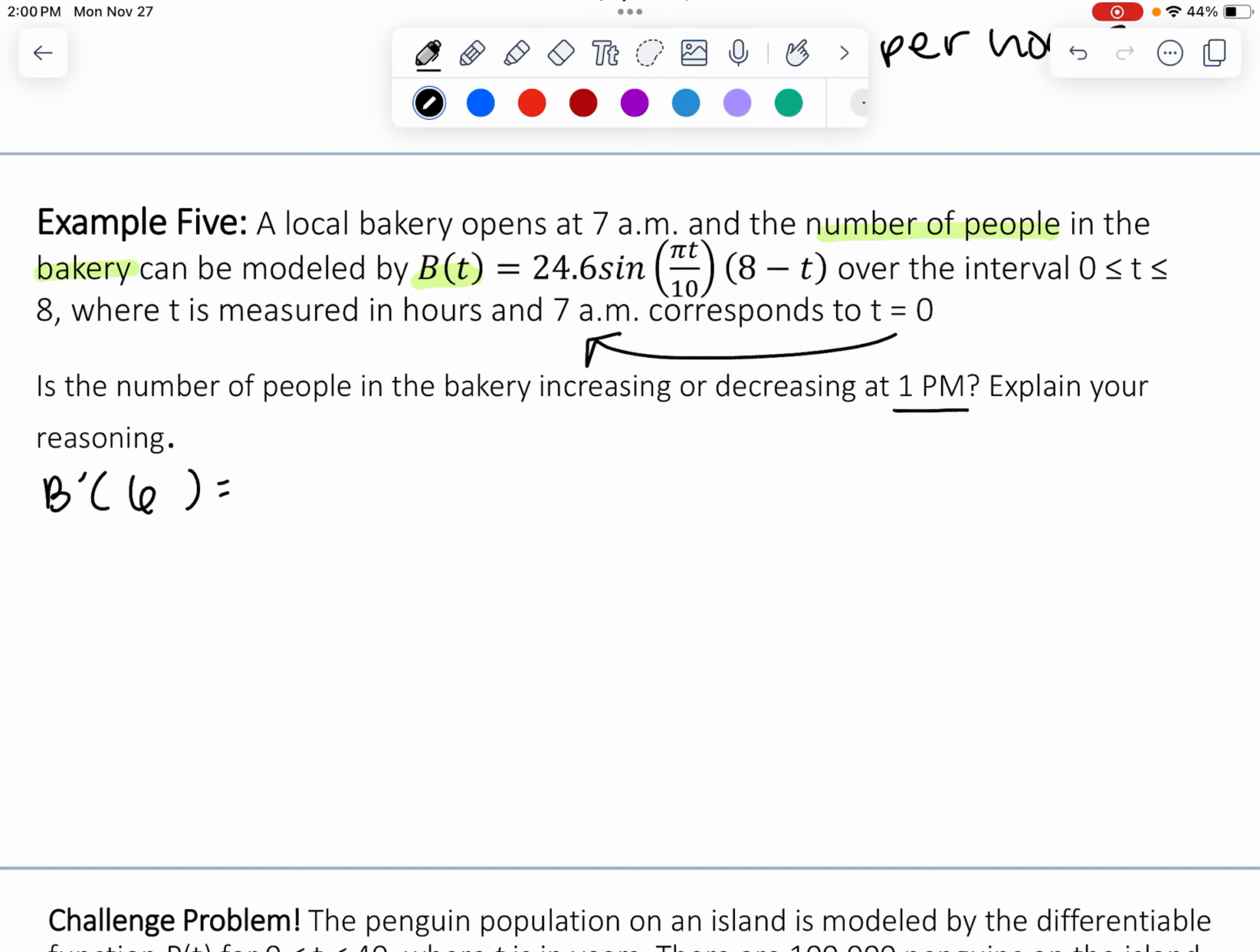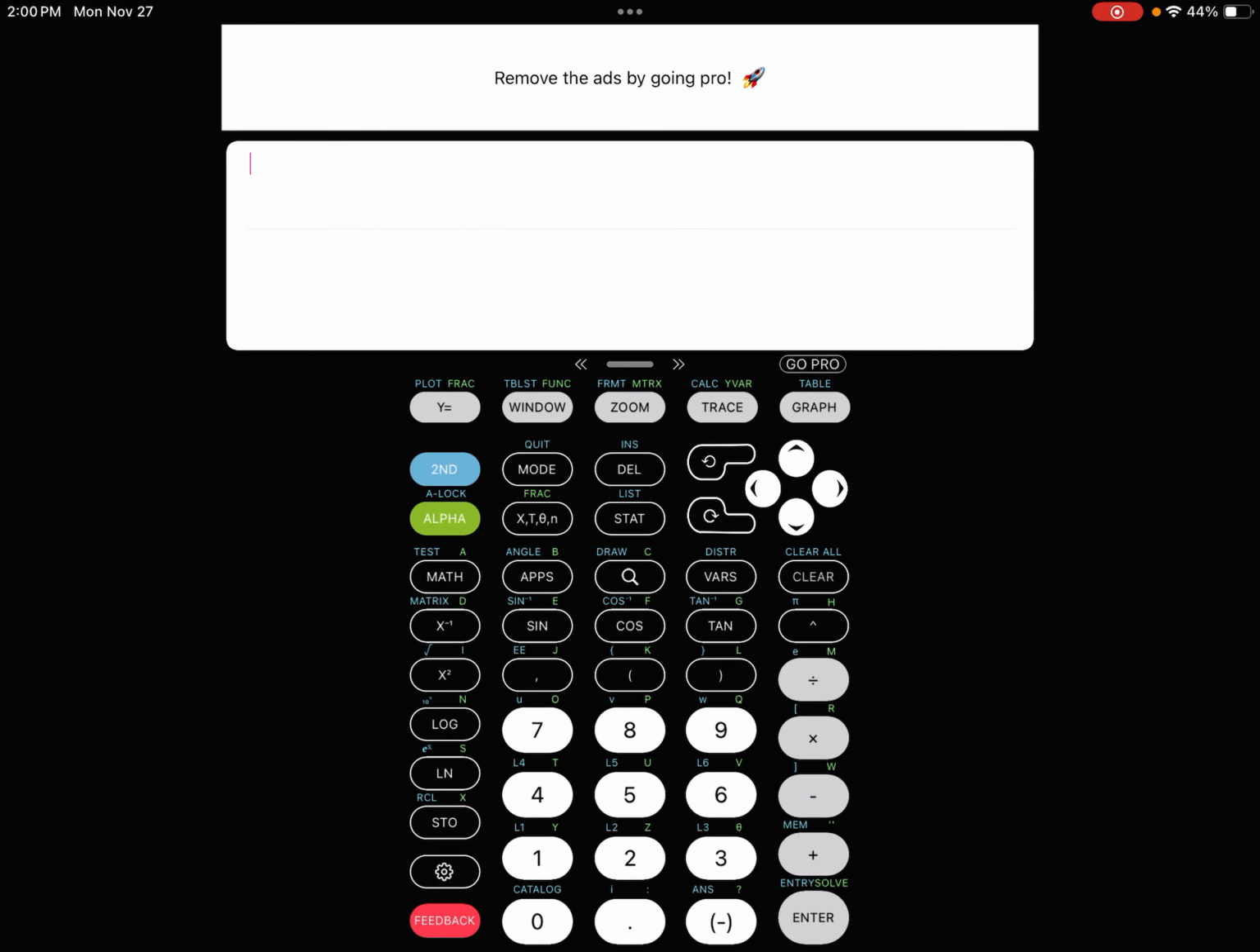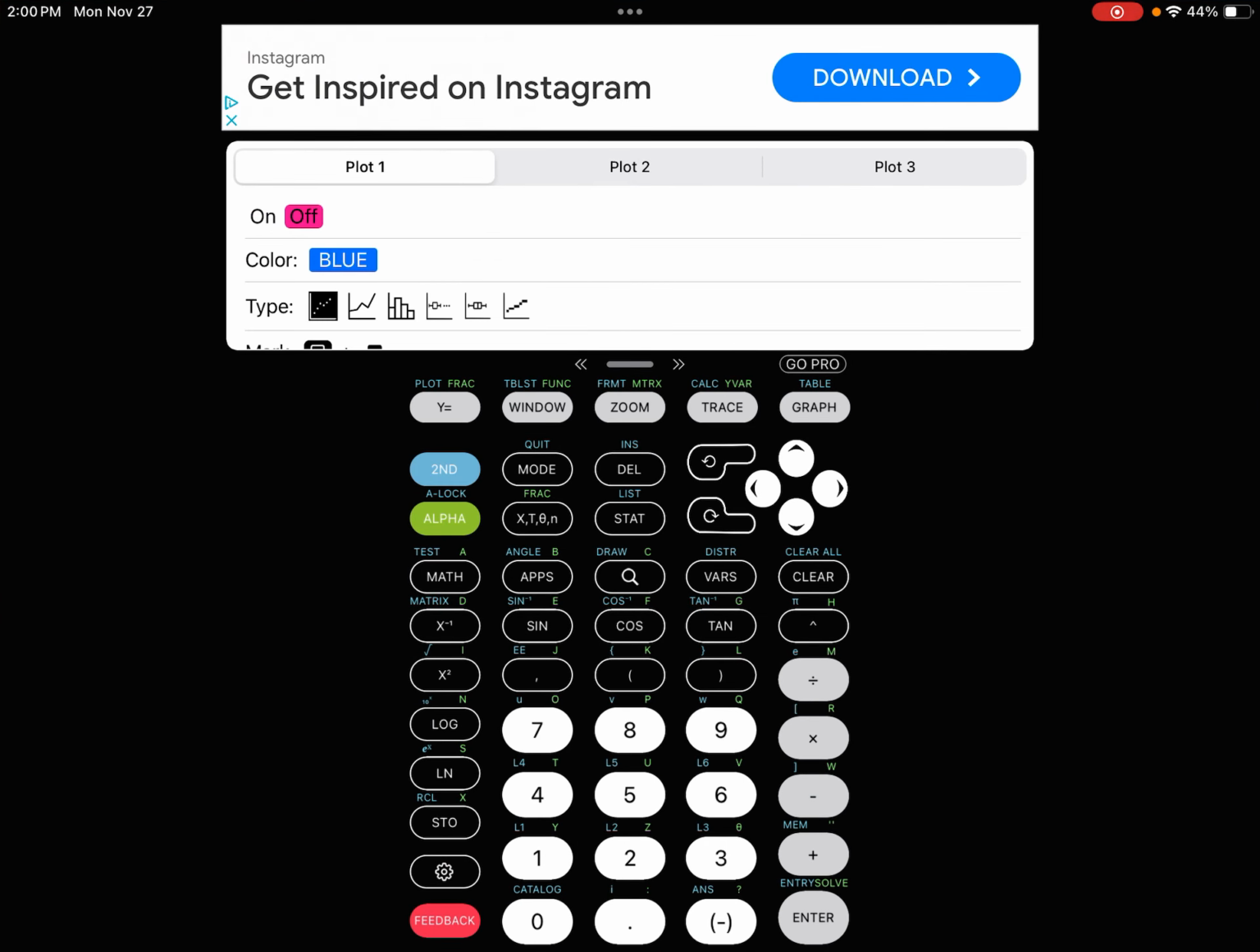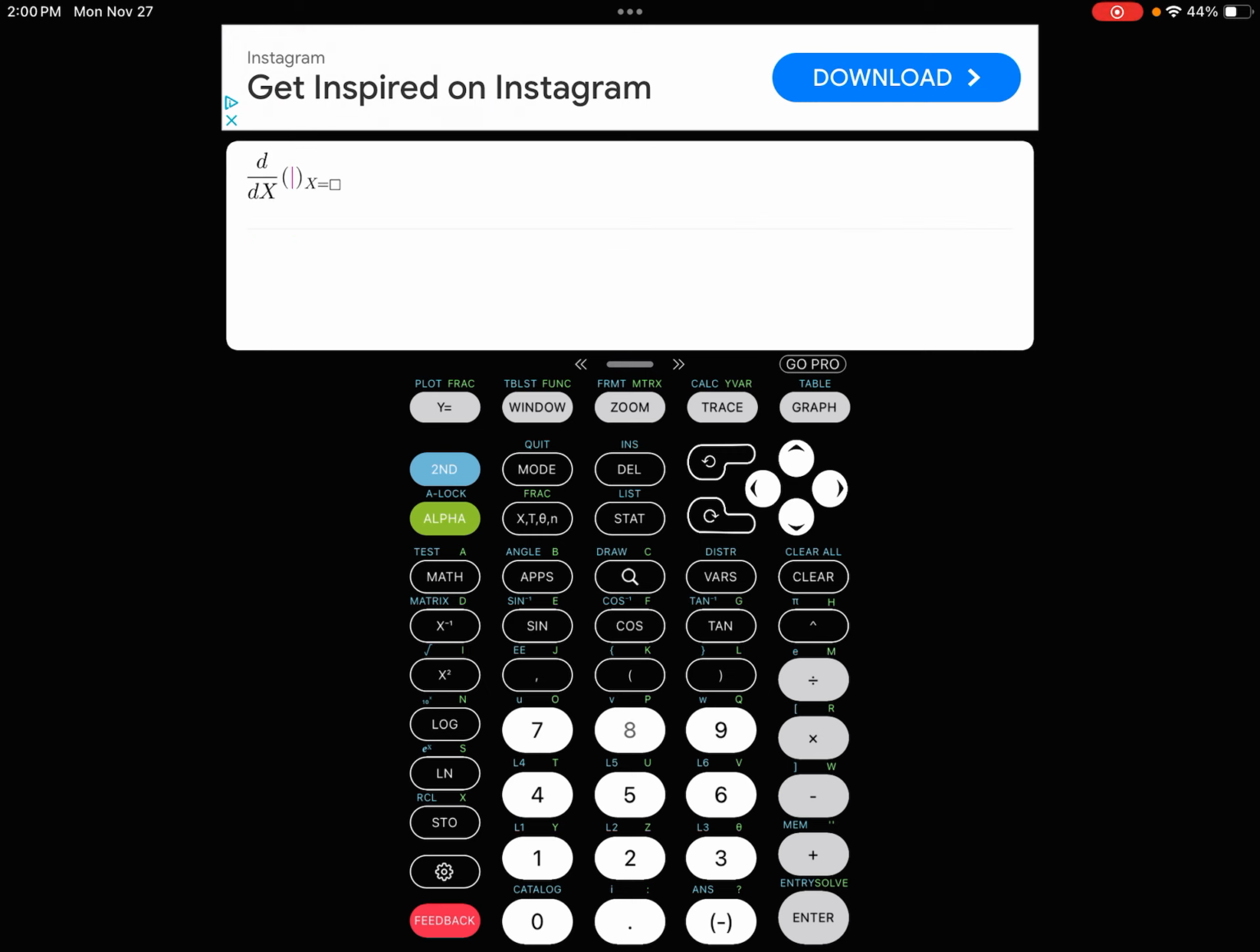And just like last time, I'm going to go to my calculator because this is a calculator problem. I'm going to go to Math 8. Oh, no, I did something weird. Okay, sorry. Math 8. I'm going to type in this function, 24.6, okay, wait, real quick.